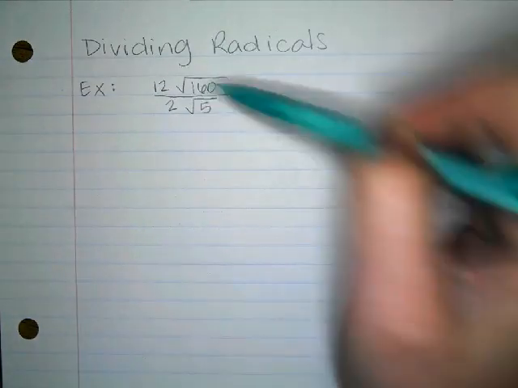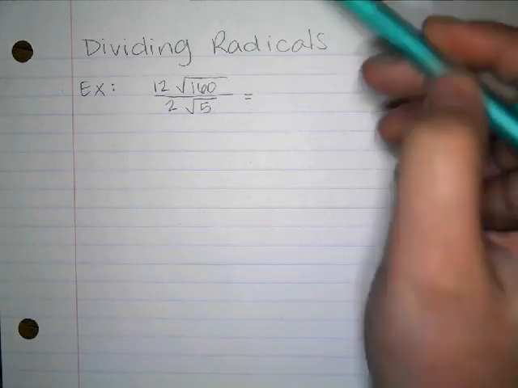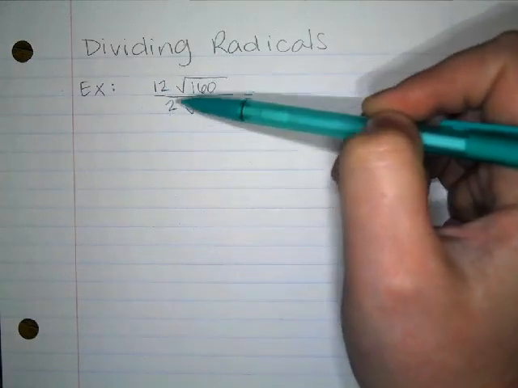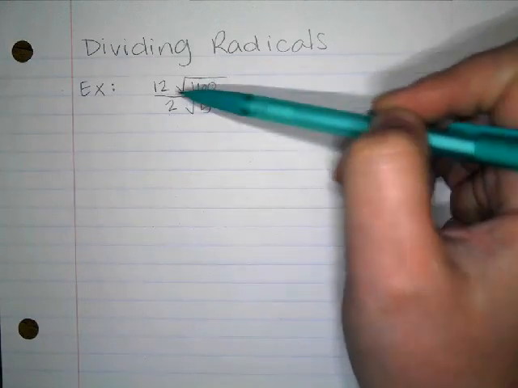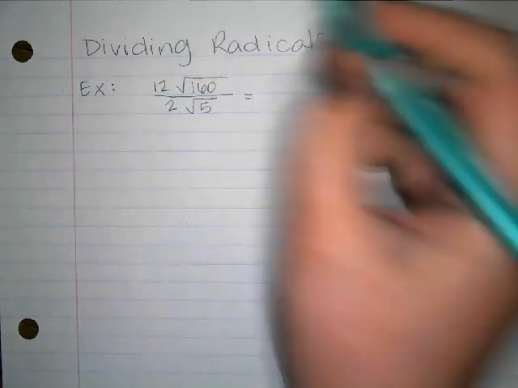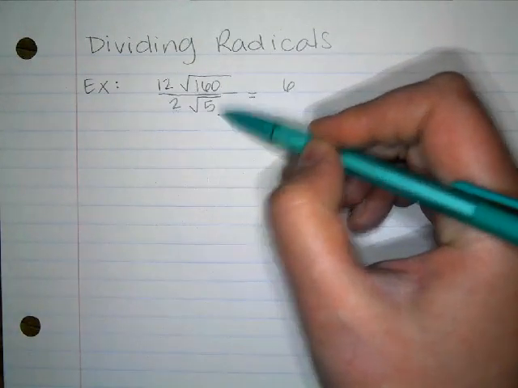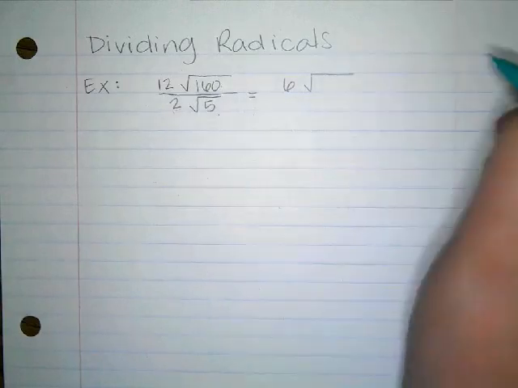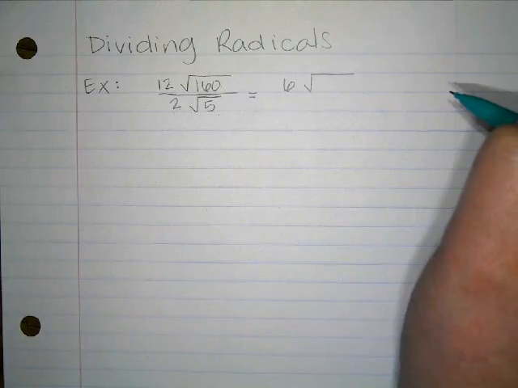All right, so when we see division problems that are written like this, anything that does not have a radical gets to be divided. Anything that has the same type of radical also gets to be divided. So here we have a 12 and a 2. What do you get when you divide those? You get a 6. And then we have a 160 and a 5, and those are underneath the radical. So we're going to divide those, and we're also going to put that number underneath a radical. So what's 160 divided by 5?